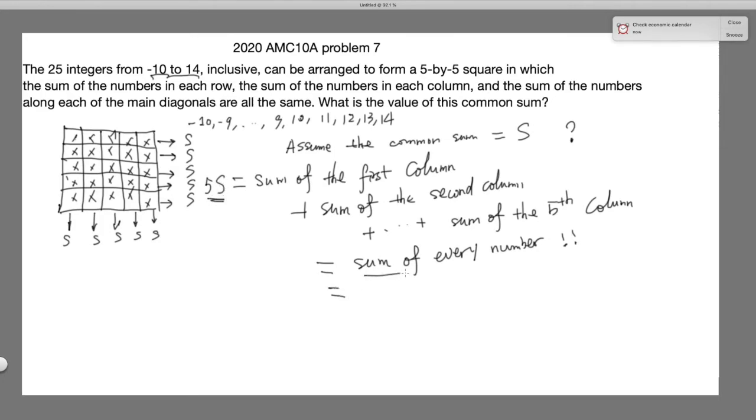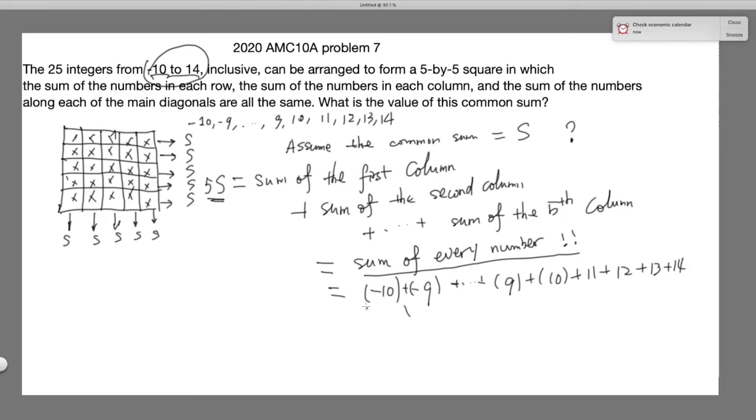But the sum of every number, even though we don't know the order of these numbers, is just the sum of the 25 numbers we start with, -10 to 14. So this equals -10 plus -9, plus all the way to 9, plus 10, plus 11 plus 12 plus 13 plus 14. Now, from -10, -9, all the way to 9 and 10, these cancel each other because you can pair them together. -10 and 10 is 0, -9 and 9 is 0, and so on. This is just 0. So the whole sum equals 11 plus 12 plus 13 plus 14.